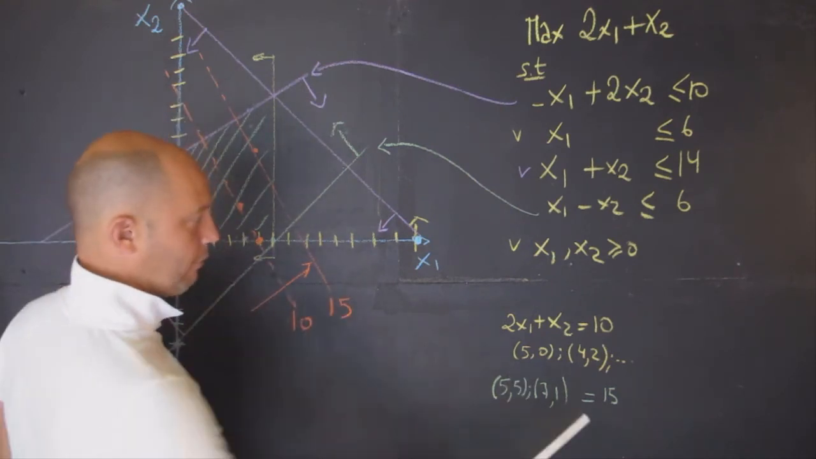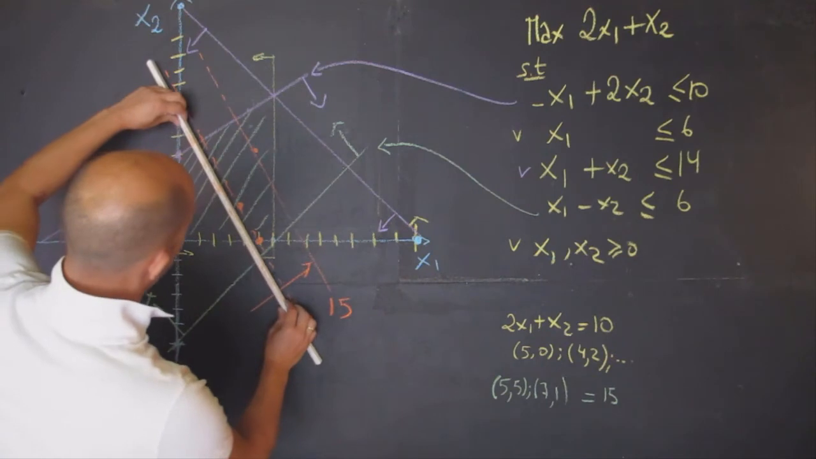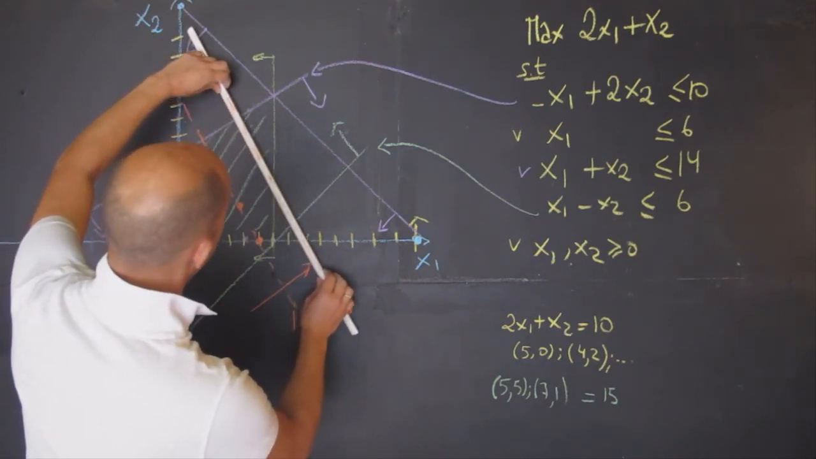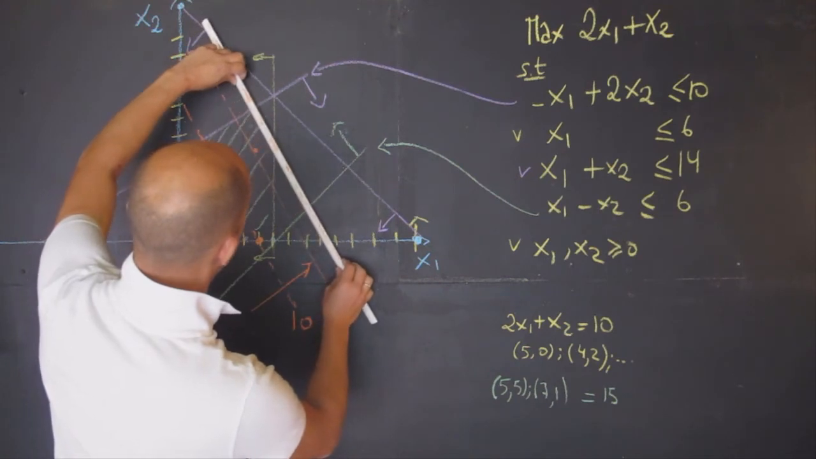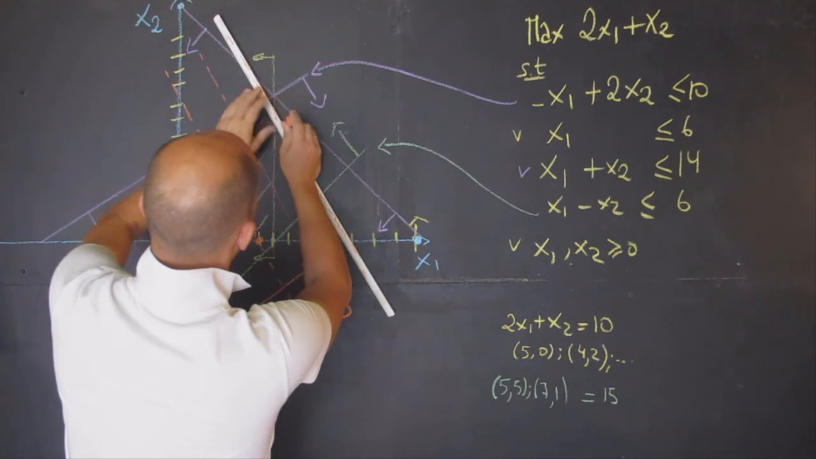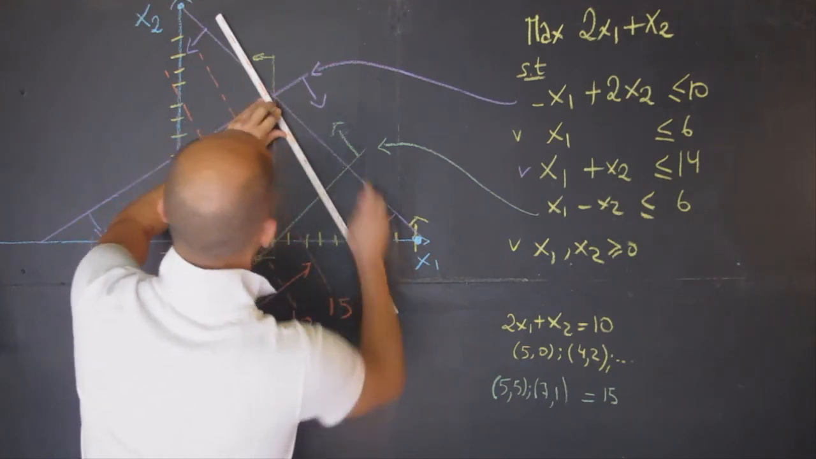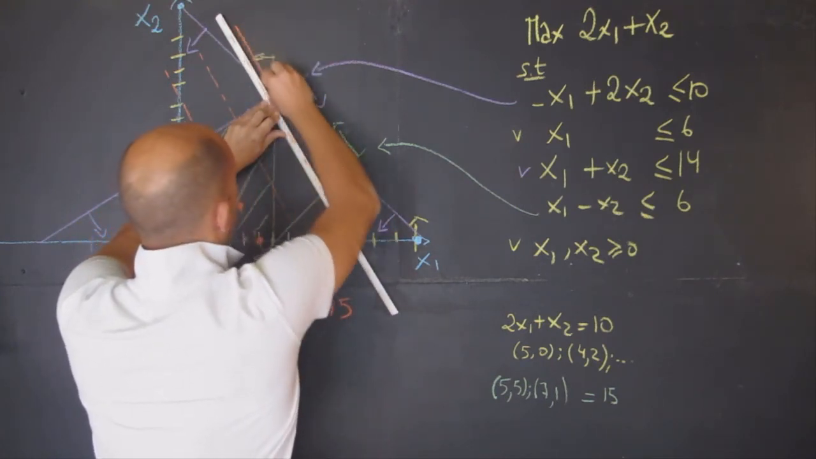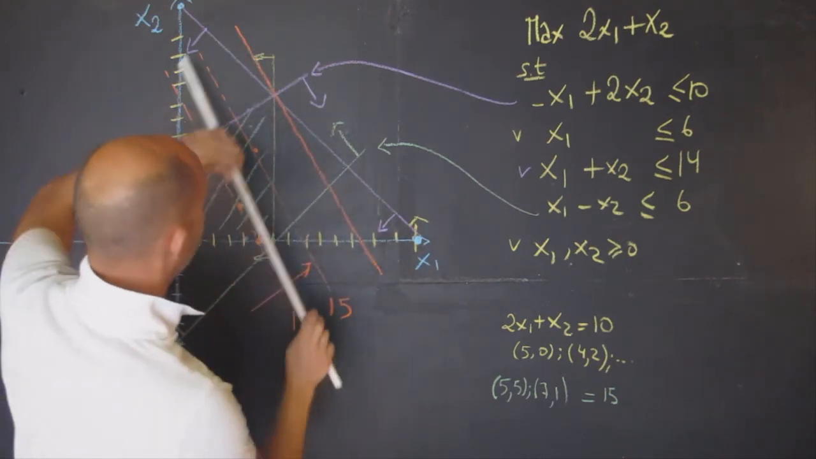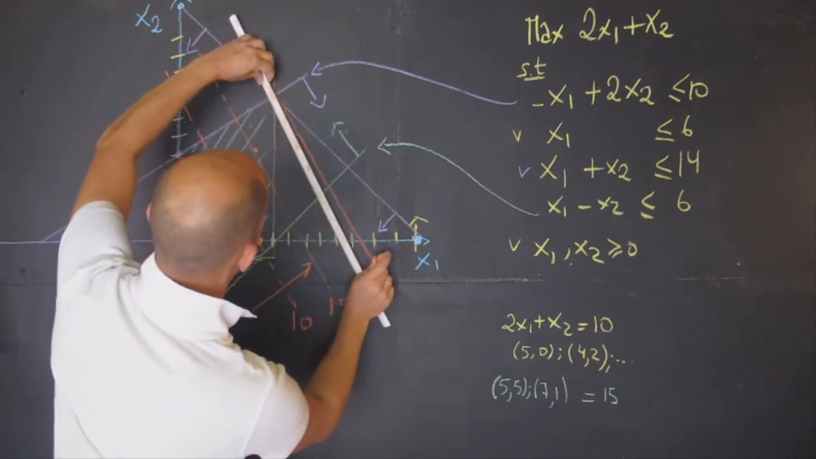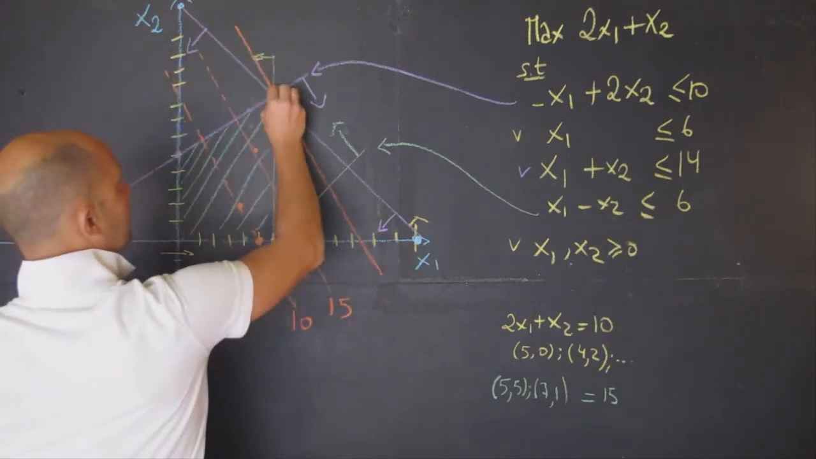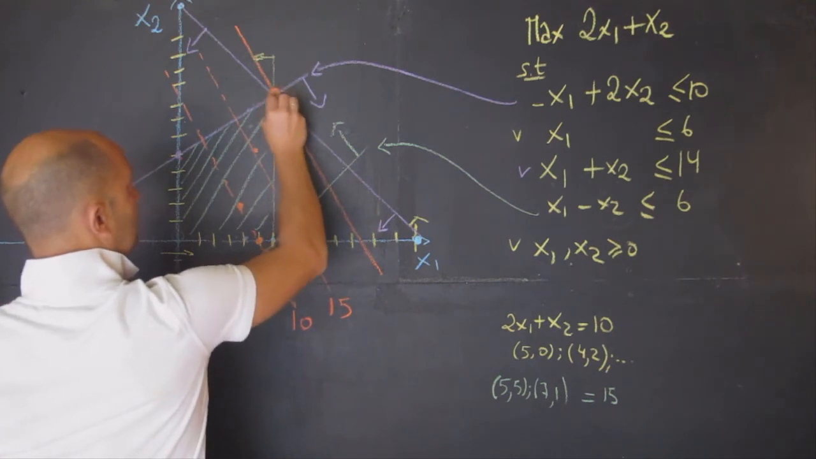Then I can do the same for 15, which would of course be parallel, a little bit further. 15 is here. Then I keep going in a parallel manner until I reach a maximum where I can't go any further. It will be something like this. Why can't I go any further? Because this is the last point within the feasible region. If I keep going, I'm outside. Remember, the feasible region is here, and so this is where the optimal is located.